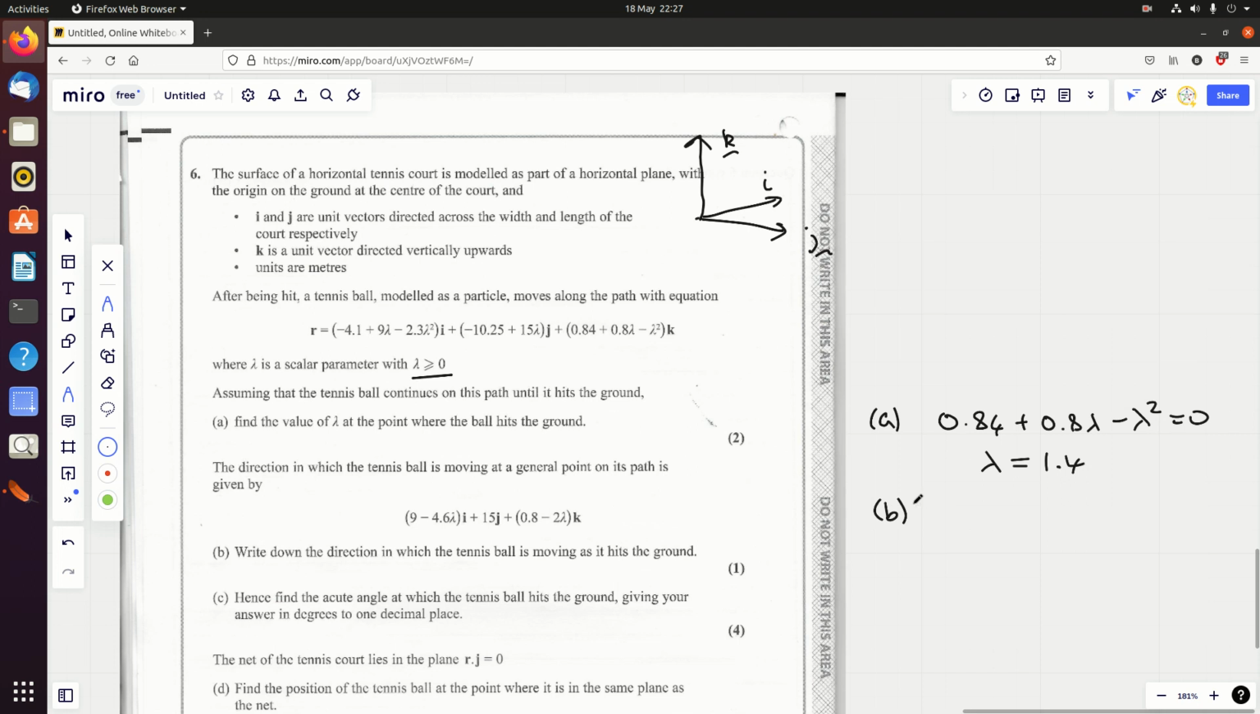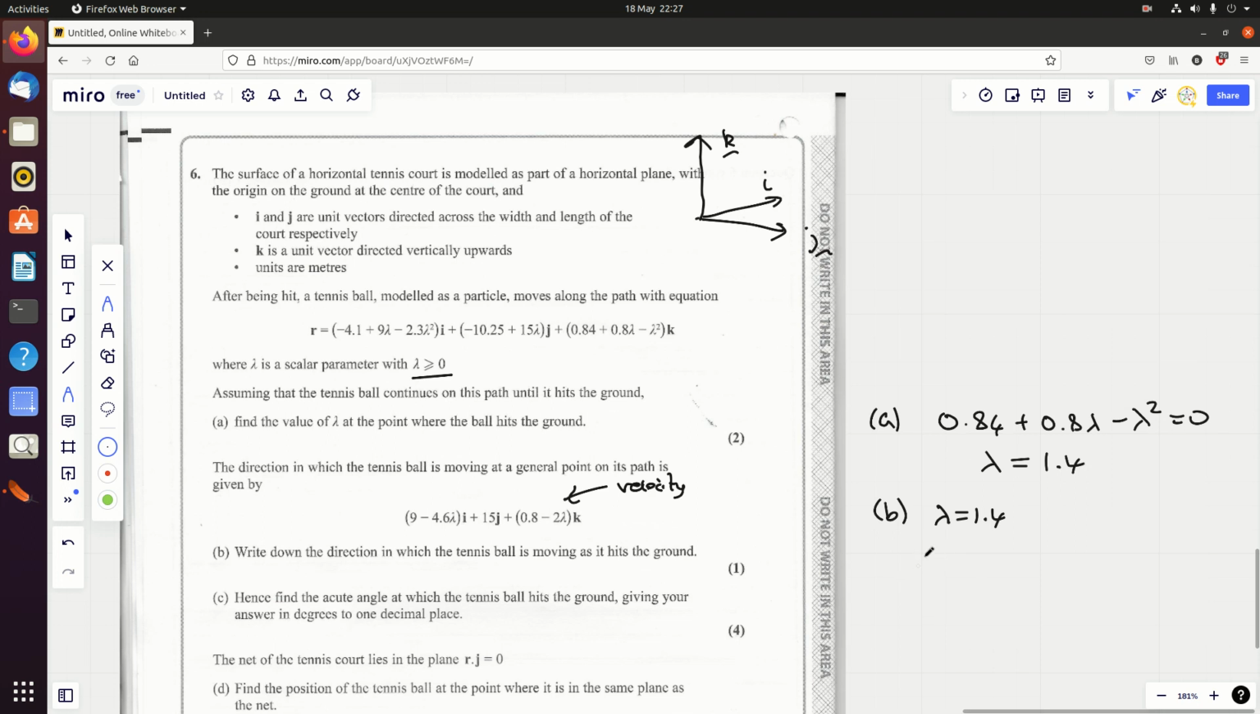Part B. Okay, this is the direction the ball is moving in. The way I see it, direction is velocity, yeah? I really do see velocity and direction as the same kind of thing. Position is very different to direction, it's not the same thing. This is the direction the ball is moving in. And they want us to write down the direction in which the tennis ball is moving as it hits the ground. So I'm just going to plug lambda equals 1.4 into that.